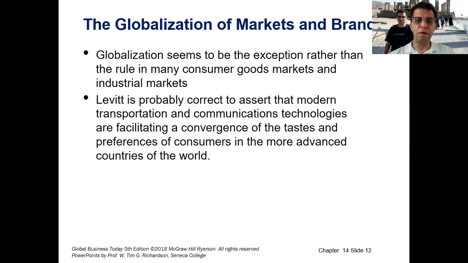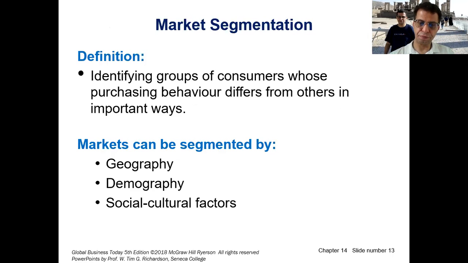Levitt is probably correct to assert that modern transportation and communication technologies are facilitating a convergence of the taste and preference of consumers in the more advanced countries of the world. In the advanced countries, there were certain things getting developed, like everybody likes Starbucks for coffee, for example, switching from regular tea to green tea. These are the things that fast communication and technology have provided.